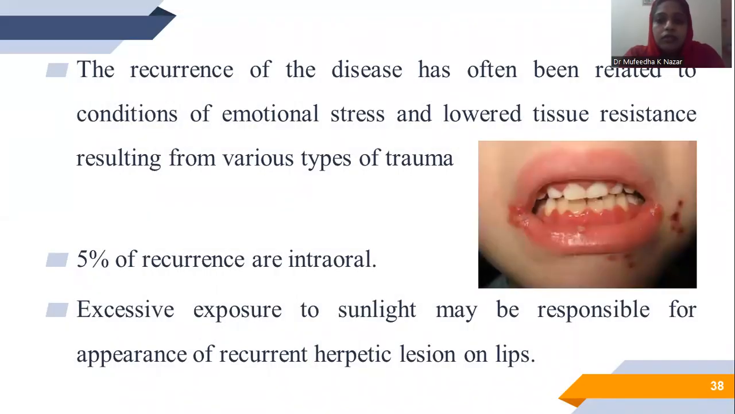The recurrence of this disease is usually associated with emotional stress and lower tissue resistance resulting from various types of trauma. And 5% of these recurrences are intraoral. Sunlight exposure may also be responsible for the appearance of herpetic lesions of the lips.